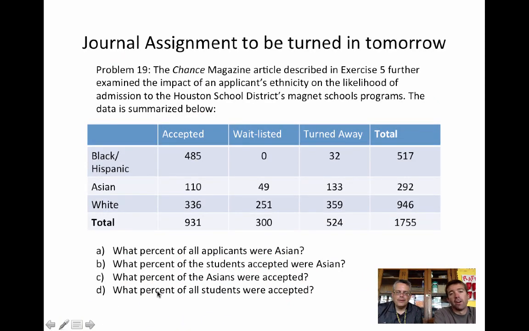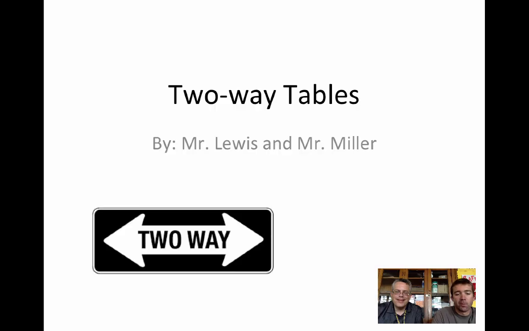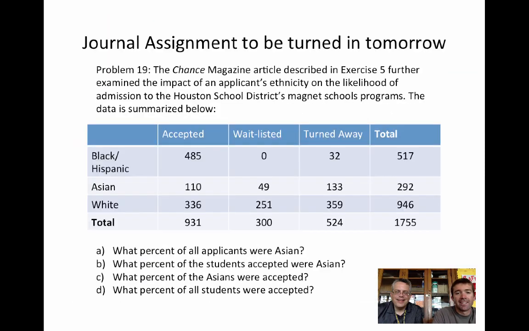All right, now it's time for your journal assignment. We're still dealing with the back of Chapter 3, so we're going to look at problem 19. We're back to Chance Magazine. Focus, folks. All right, so first up, we have exercise 5.